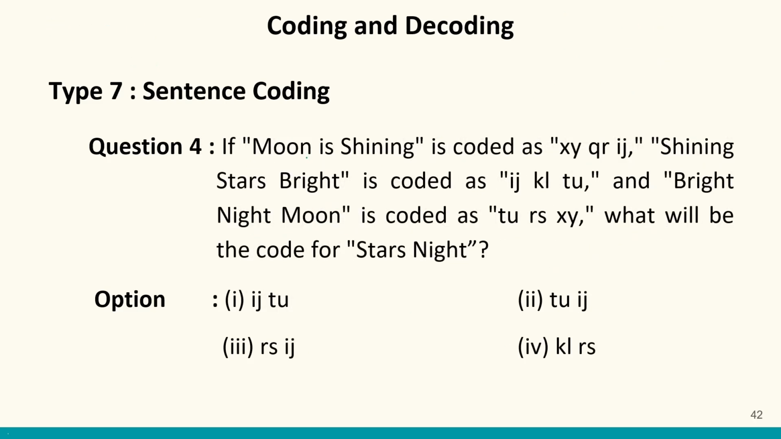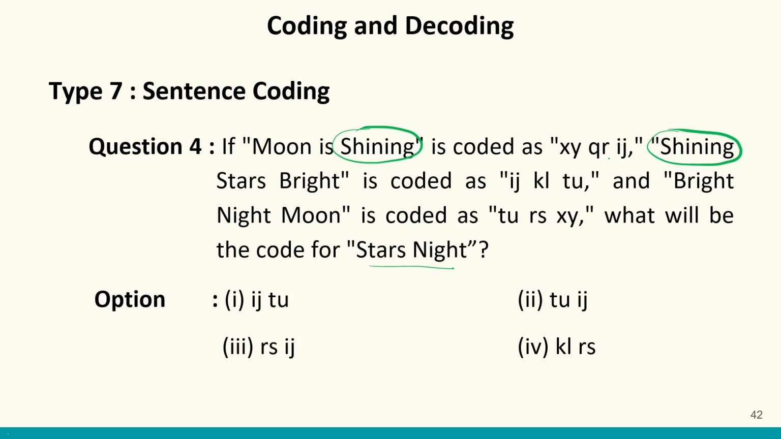Then in this question, again, Moon is shining, shining stars bright, bright night moon. All these three sentences are given and we have to find the code for stars and night. So I can see that if I look over here, shining and shining. Moon is shining, shining stars bright. So shining is the only common word.